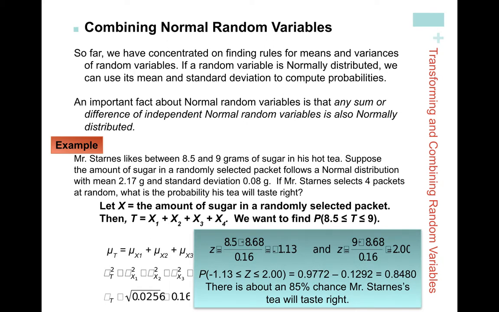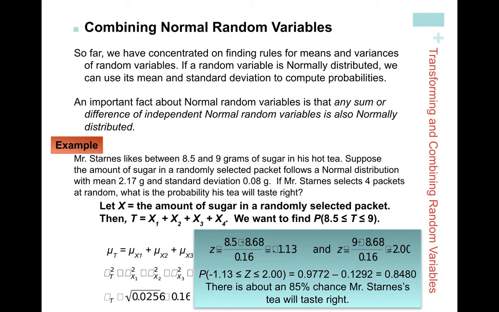So this example didn't come out great. I apologize for the quality of this again, but here's an example. Mr. Starnes, Darren Starnes, is the AP Stats GOAT, University of Michigan mathematician. But he likes between 8.5 and 9 grams of sugar in his hot tea. Suppose the amount of sugar in a randomly selected packet follows a normal distribution with a mean of 2.17 grams and a standard deviation of 0.08. If Mr. Starnes selects 4 packets at random, what is the probability his tea will taste right?